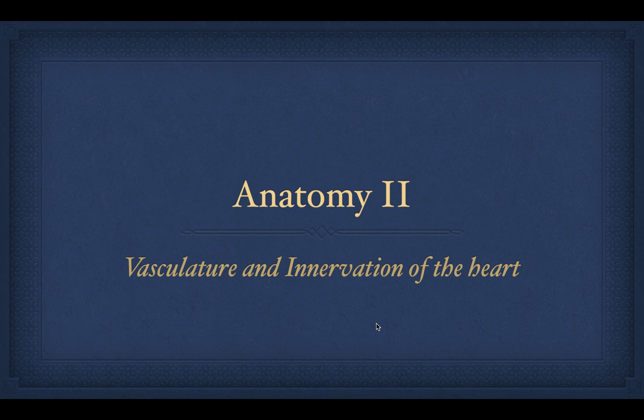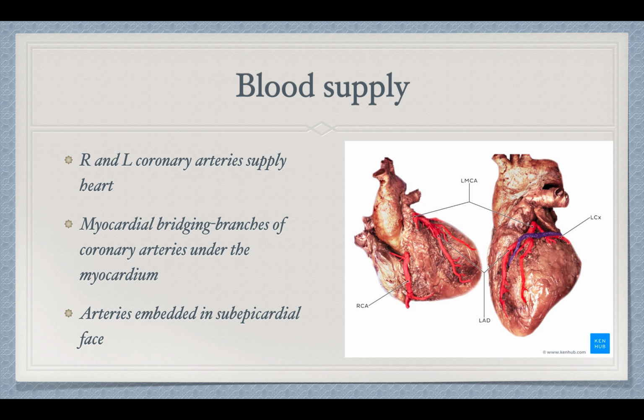Today we will be covering the vasculature and the innervation of the heart. So the heart is mostly supplied by the right and left coronary artery, and they communicate with each other under the myocardium through the myocardial bridge, and the arteries are going to be embedded in the subepicardial fascia, and that's usually just adipose tissue and some kind of loose connective tissue.